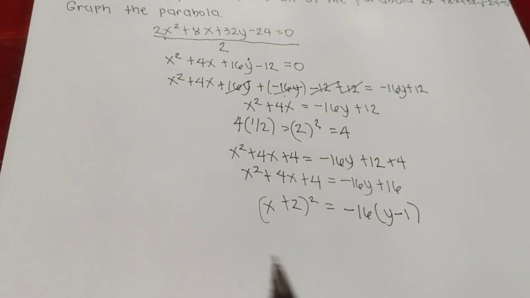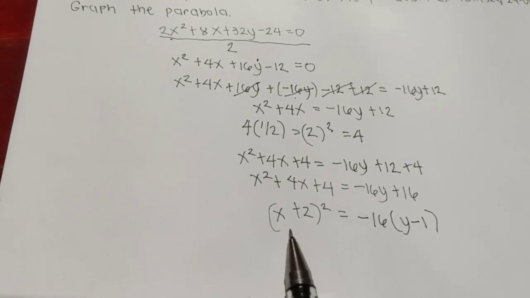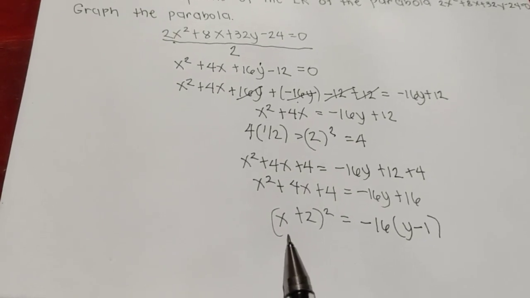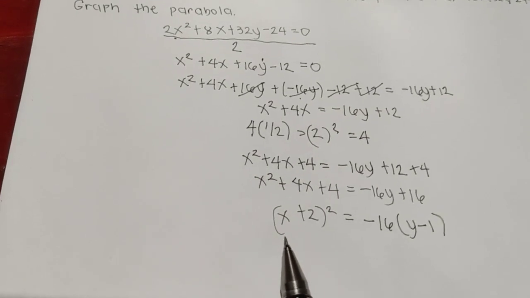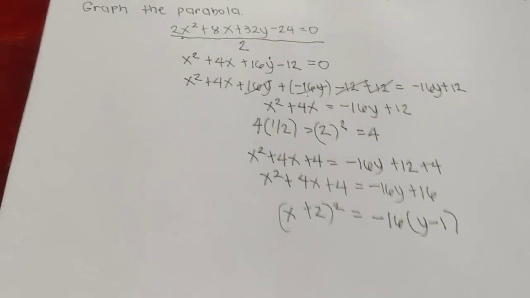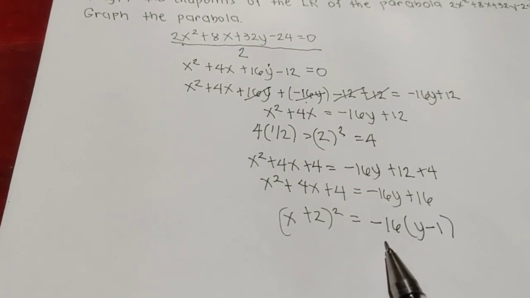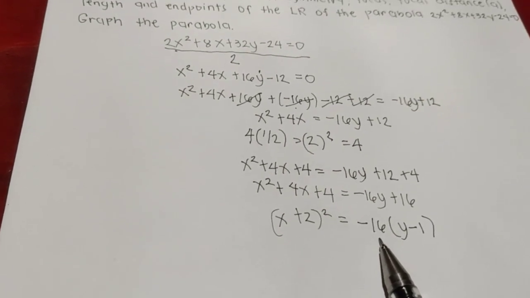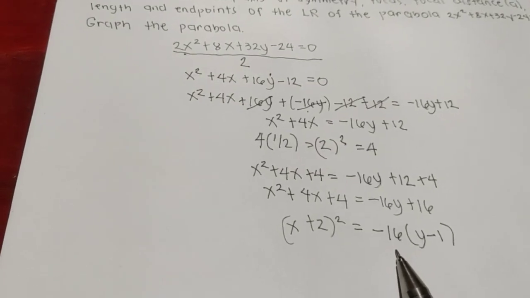So, as you notice, the x variable here is being squared. So, therefore, this parabola either opens upward or downward. But since we have here negative 16, this parabola opens downward.